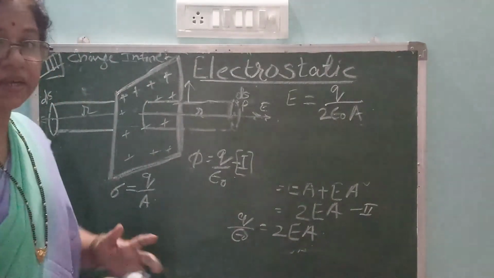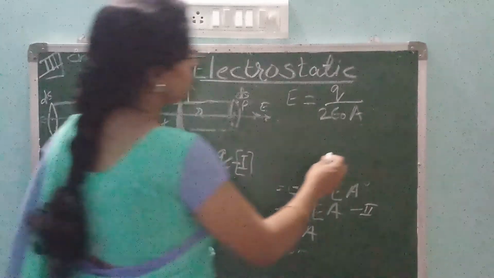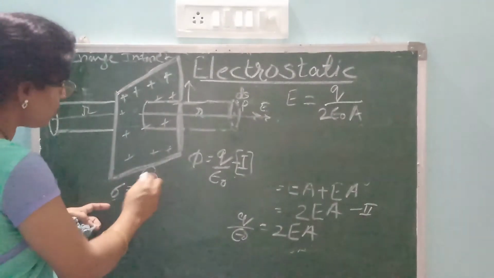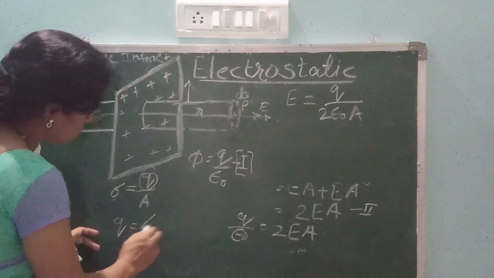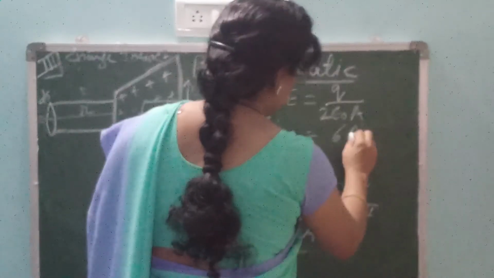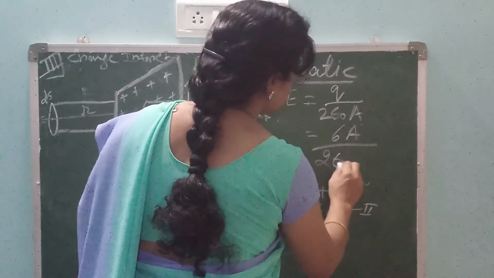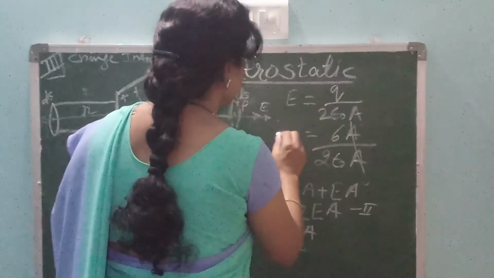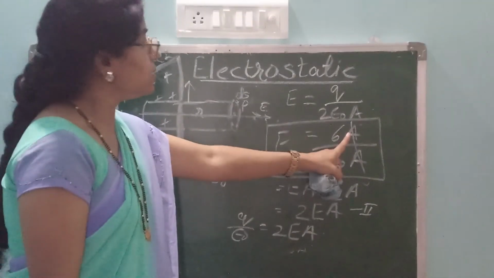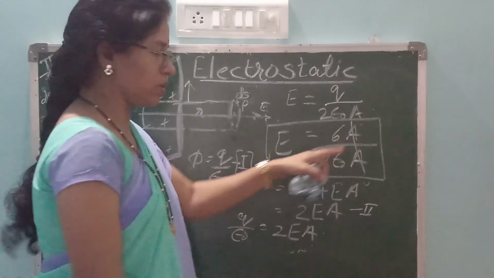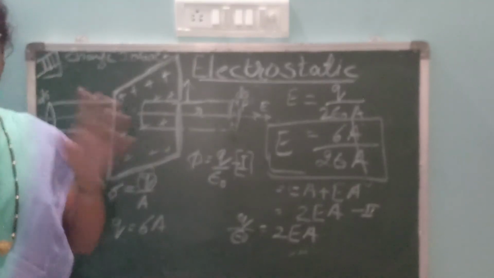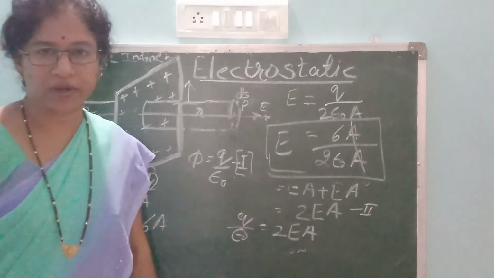But remember that Q is the total charge. According to the surface charge density, Q is equal to sigma A. Now substituting here, we get sigma A upon twice epsilon 0 A. A gets cancelled and we get E is equal to sigma upon twice epsilon 0. This is your expression for this particular point.